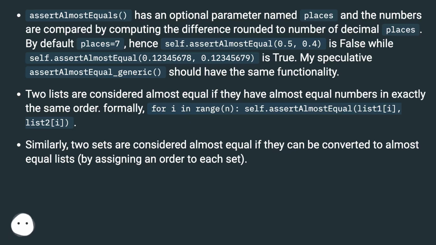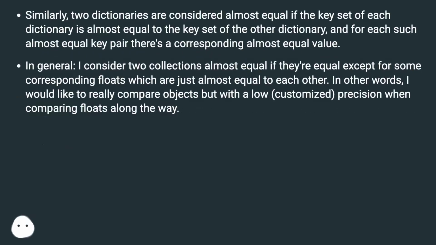Two lists are considered almost equal if they have almost equal numbers in exactly the same order. Formally, for i in range(n): self.assertAlmostEqual(list1[i], list2[i]). Similarly, two sets are considered almost equal if they can be converted to almost equal lists by assigning an order to each set. Similarly, two dictionaries are considered almost equal if the key set of each dictionary is almost equal to the key set of the other dictionary, and for each such almost equal key pair there's a corresponding almost equal value.